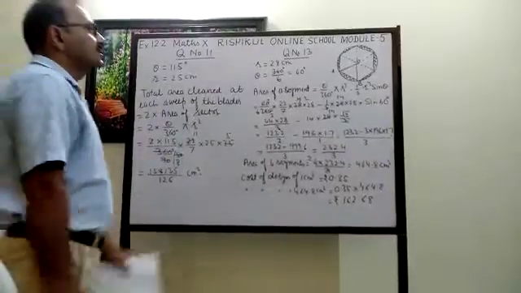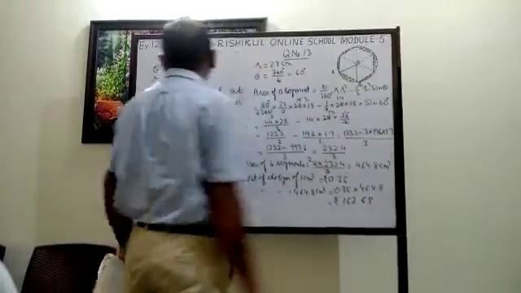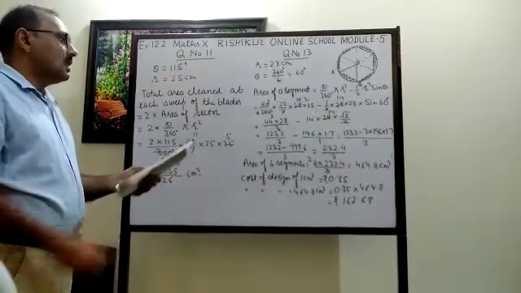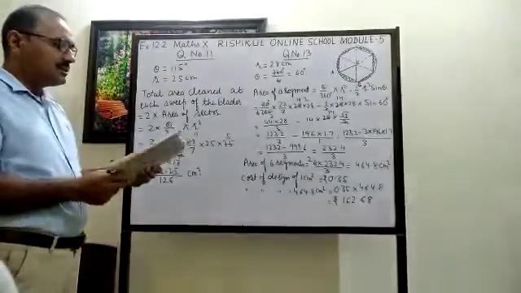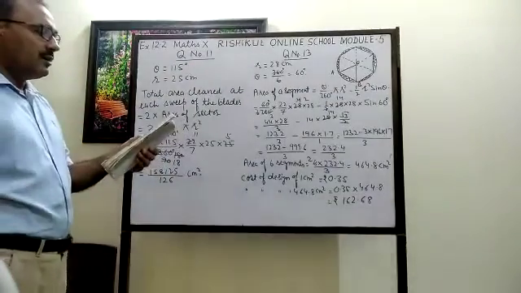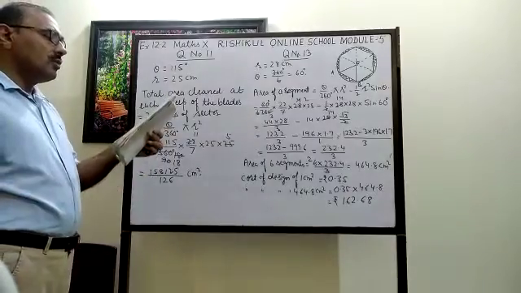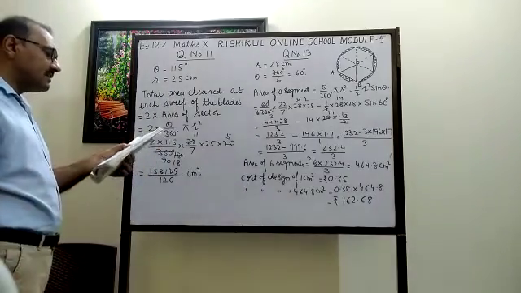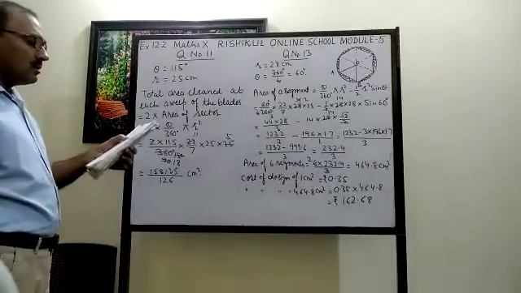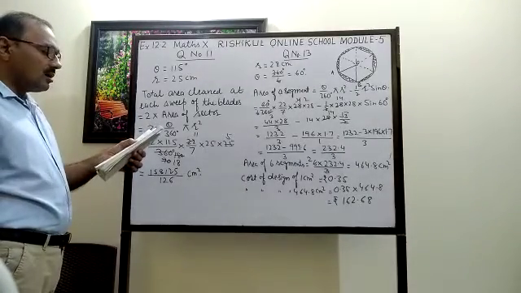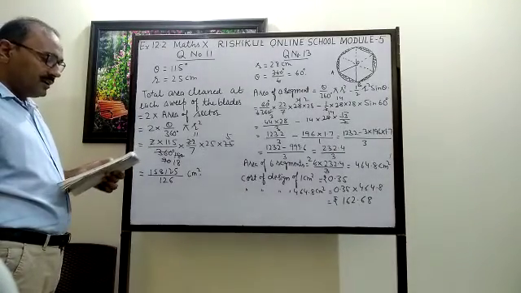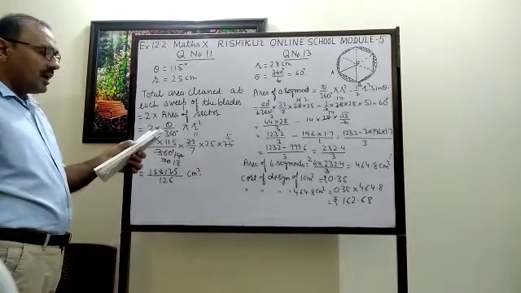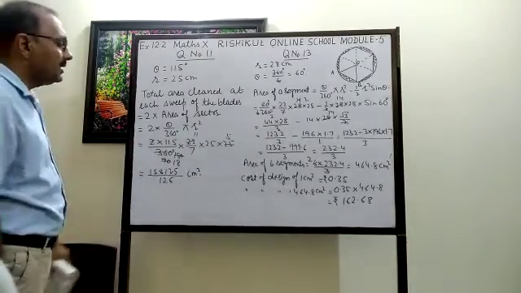Good morning, students. In module 5, I will solve exercise 12.2, question number 11. Question number 11: a car has two wipers which do not overlap. Each wiper has a blade of length 25 centimeter sweeping through an angle of 115 degree. Find the total area cleaned at each sweep of the blades.